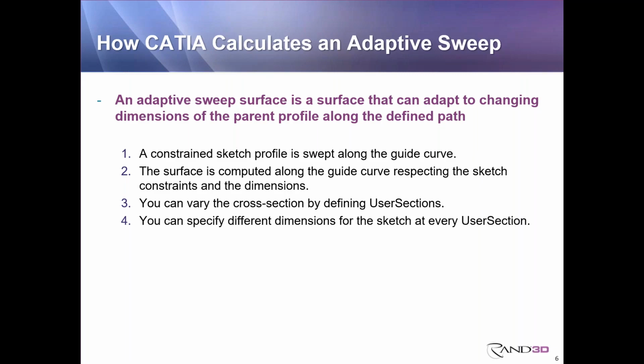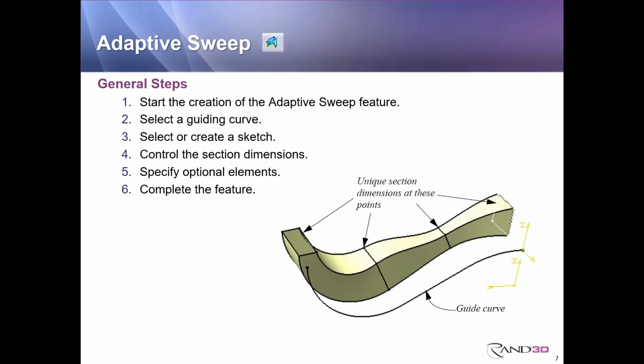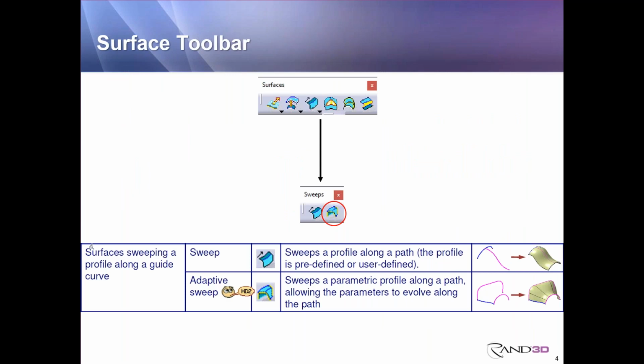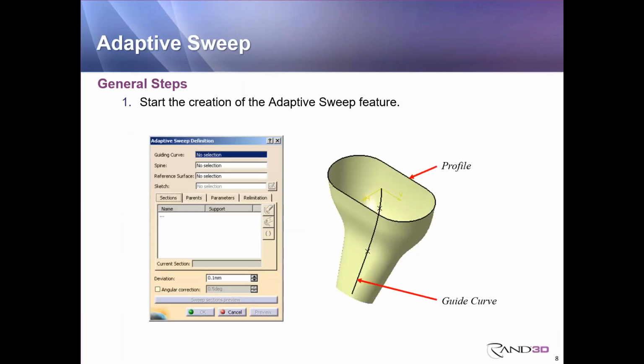The adaptive sweep allows you to modify any intermediate sections individually, and the adaptive sweep ensures that the profile is normal to the guide curve at the time of creation. So let me go to this next image right here that shows the general steps that one would use to create an adaptive sweep. That icon that you see is the icon from the sweep sub toolbar for adaptive sweep that you would press to initiate the creation process.